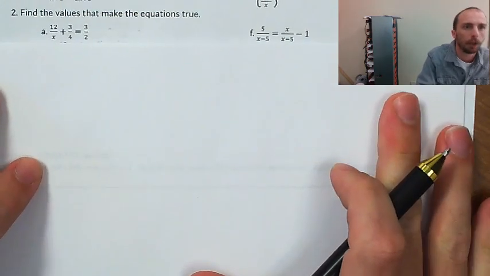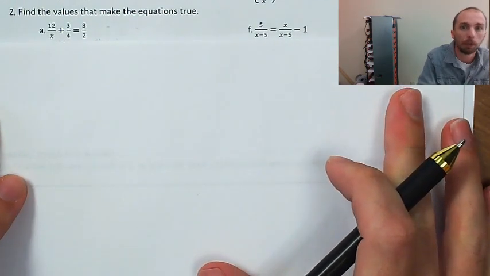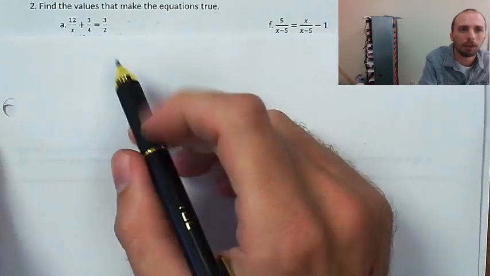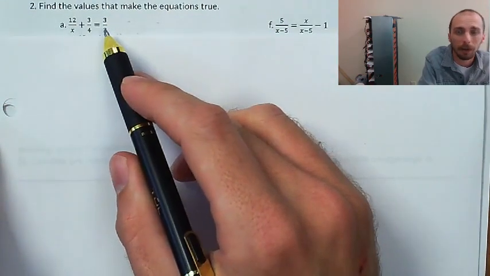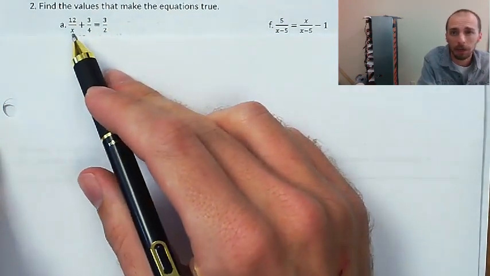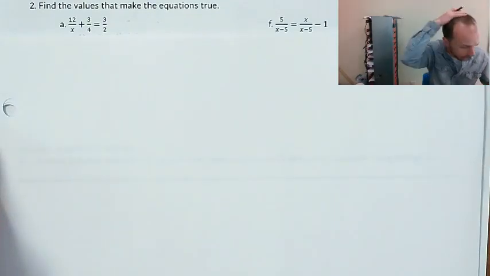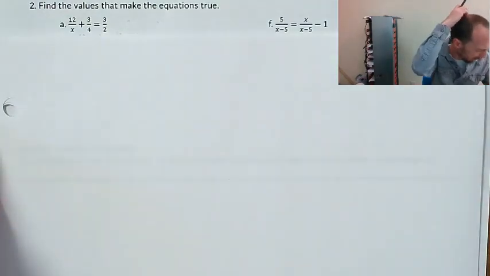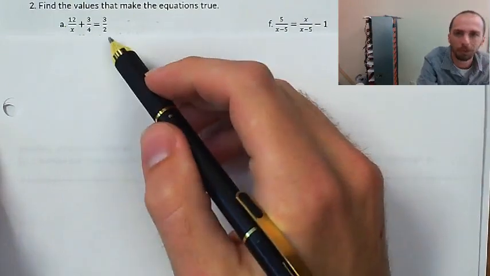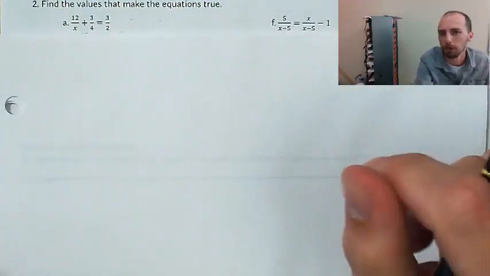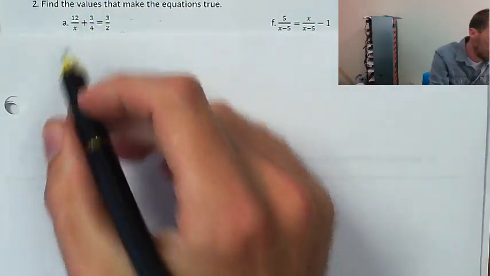So, all right, over here. 12 over x plus 3 over 4 equals 3 over 2. My recommendation with this is if you see 3 different denominators, let's just get a common denominator and then clear the whole thing out. If there's only 2 denominators, you could combine them and cross multiply. With this one, I don't think that's going to be the way to go.